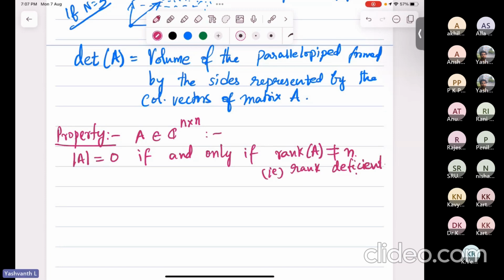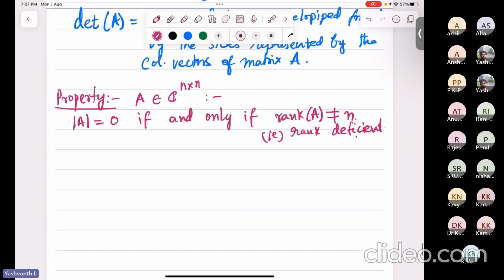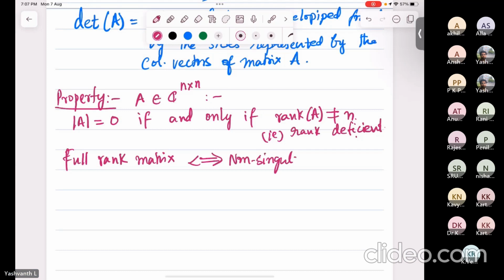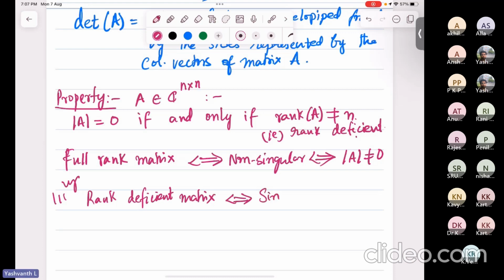On the other hand, if the rank is deficient, that is, it is not full rank, then necessarily the determinant has to be 0. So summarizing, a full rank matrix is also the same as saying that it's a non-singular matrix, which is also the same as saying the determinant is non-zero. Similarly, a rank deficient matrix is the same as a singular matrix, the same as saying the determinant is 0.